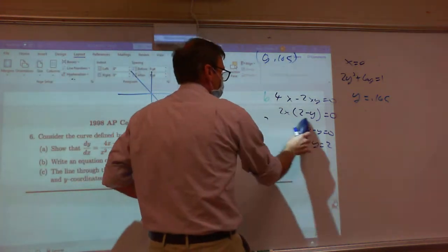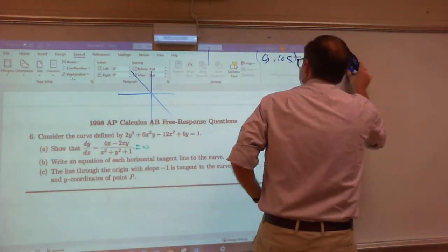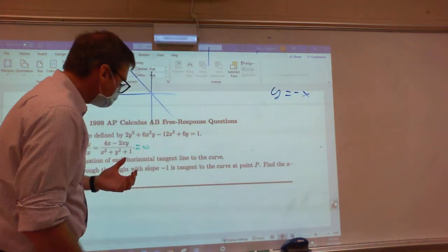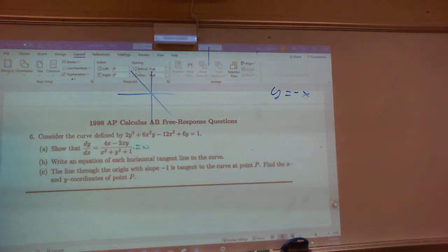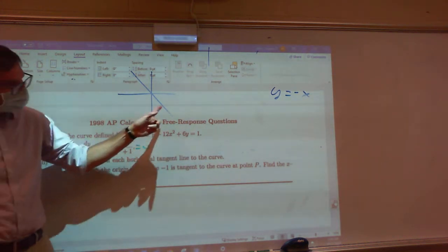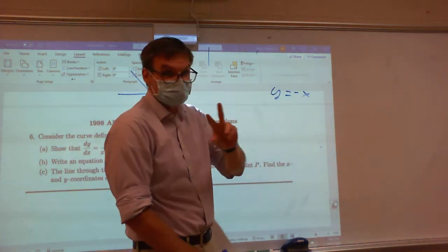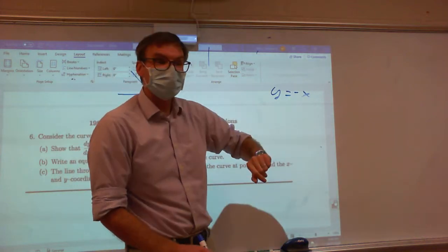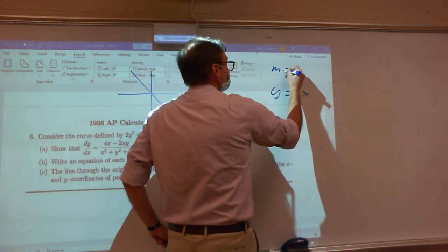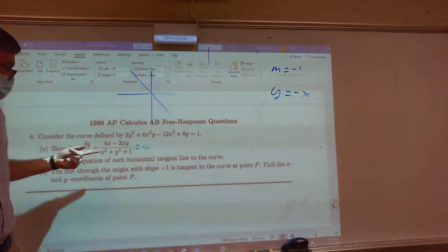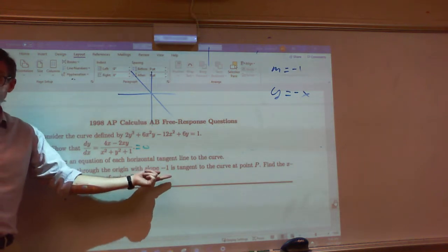So, I'm running out of room. So we have this expression, y equals negative x. And what we need to do is figure out what x and y are. How on earth do we figure out what x and y are? We know y equals negative x, and we know that our slope is equal to negative 1, because that's the slope of the tangent line.